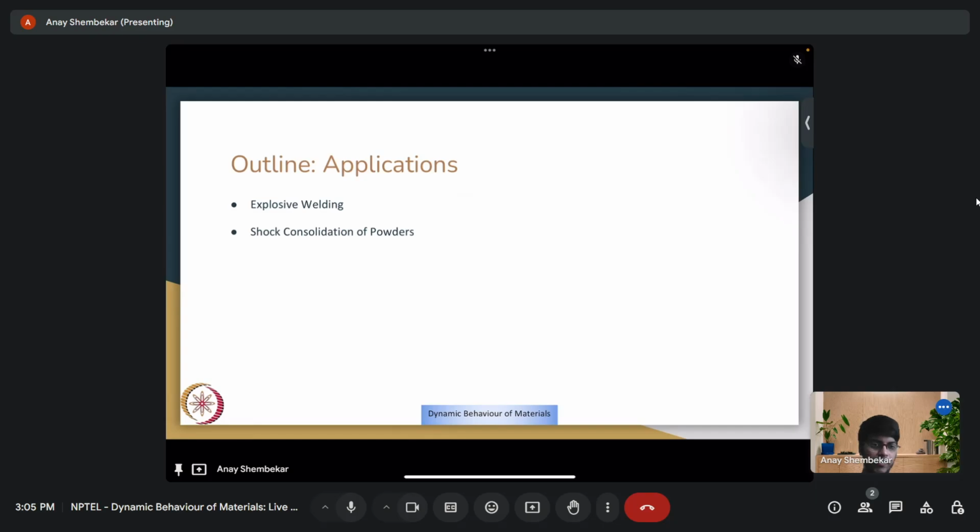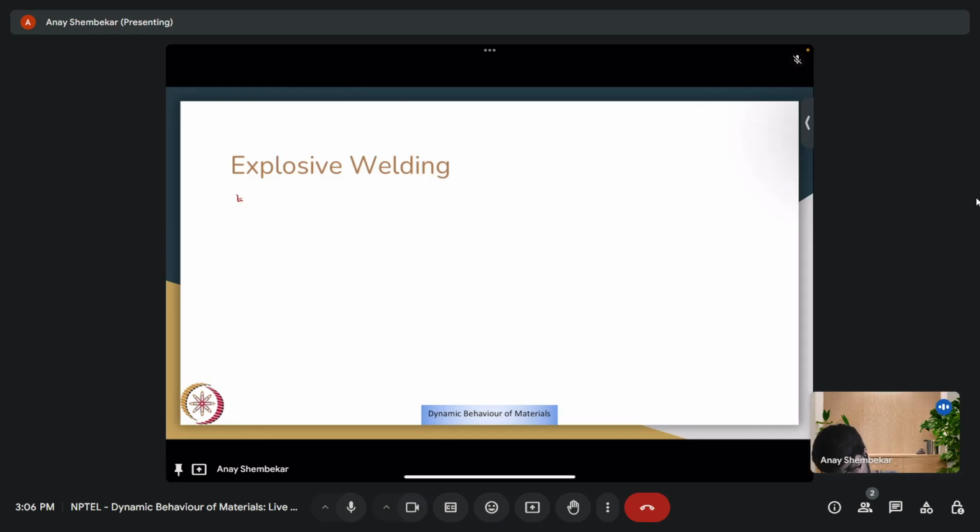So in this session we are going to look at two civilian applications in detail and try and apply what we have learned in that context. The first one is related to explosive welding, which you have already looked at before, but I'll recap it. Explosive welding can be used in a couple of cases.